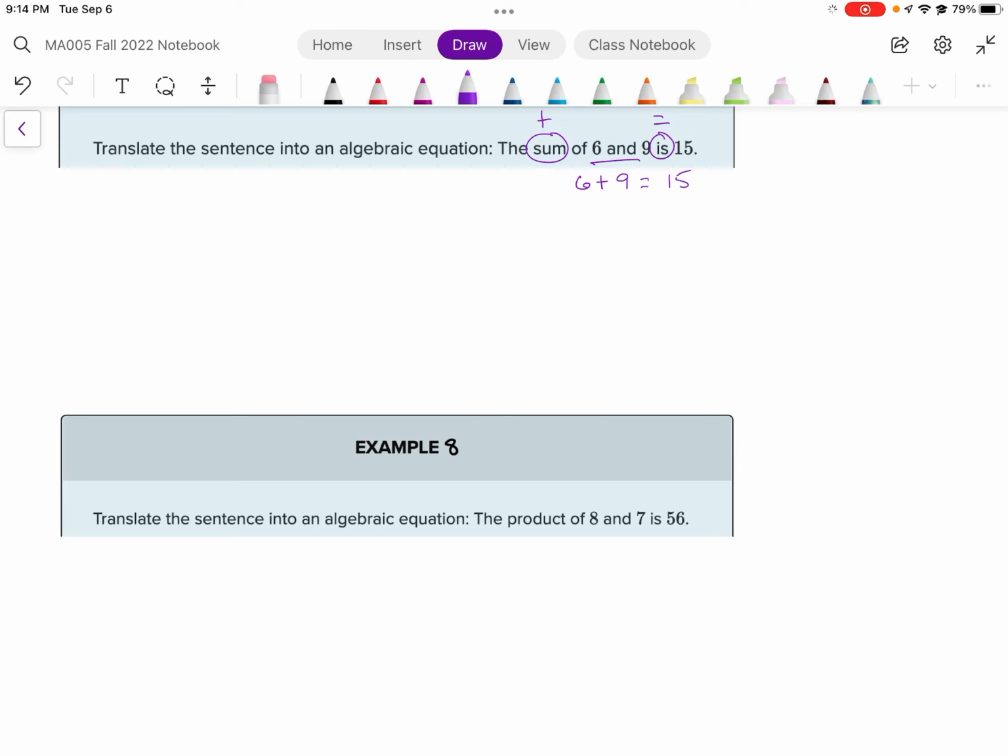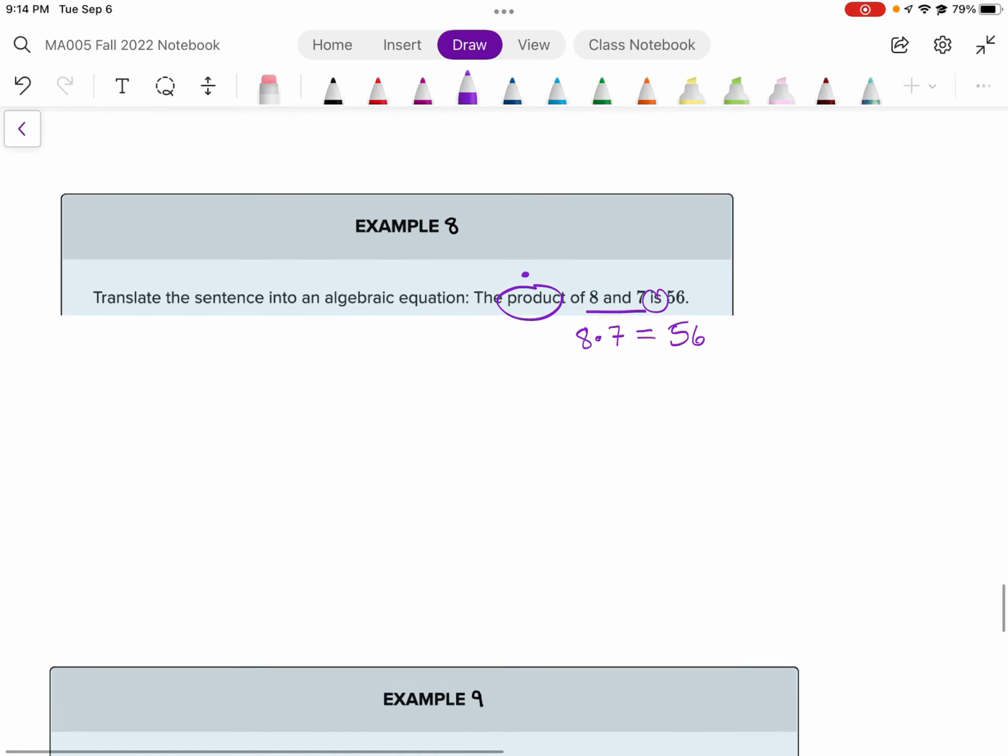The product, so product means times, right? The product of 8 and 7. Okay, so 8 times 7 equals 56. So practice these with numbers, and then when we start using algebraic symbols, it'll seem easier. Okay, so this is just the simple practice.